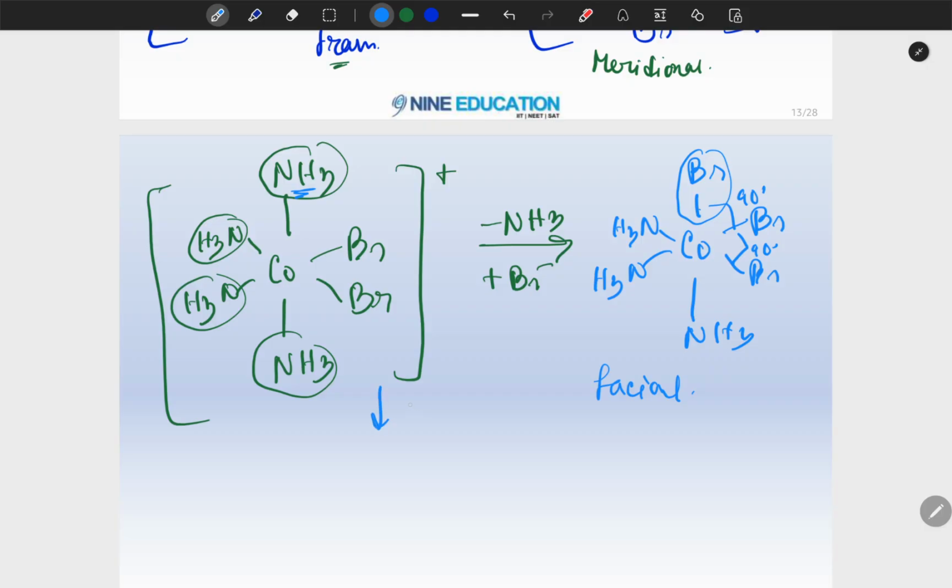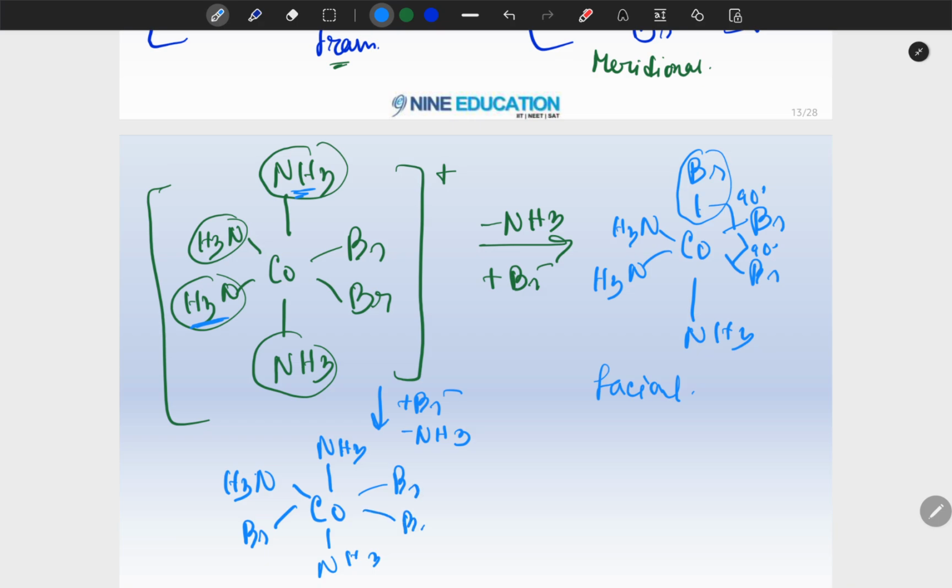Similarly, if I replace one of the equatorial ammonia with Br minus, what will I get? If I replace one of the equatorial ammonia with Br minus, I will get this. So this is NH3, Br, NH3, Br. Again this angle is 90 degree, this angle is also 90 degree, but what is the angle between these two bromine over here? That is 180 degree. So this is the meridional isomer, right?